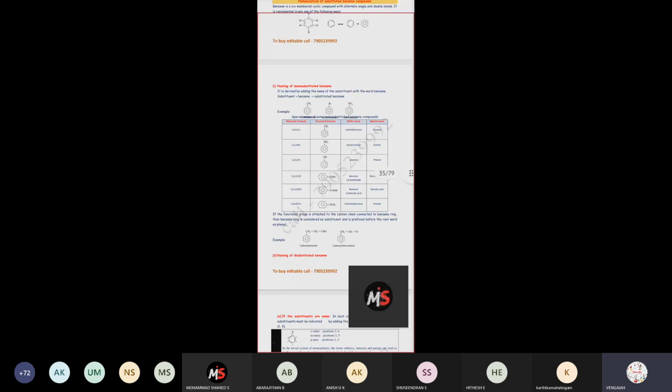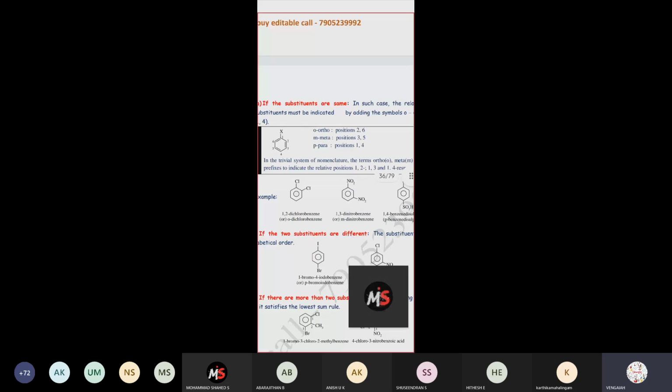Now, naming of di-substituted benzene. Sometimes we have two branches, one ring containing two branches. Then how can we write the name? In that case, we follow ortho, para, meta. What is ortho? What is para? What is meta? Ortho means the branches are at the first and second positions of the benzene ring, continuous, side by side. In the example, 1 and 2 position is ortho dichlorobenzene. 1 and 2 position is ortho.